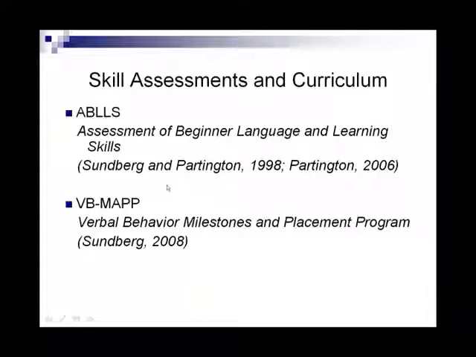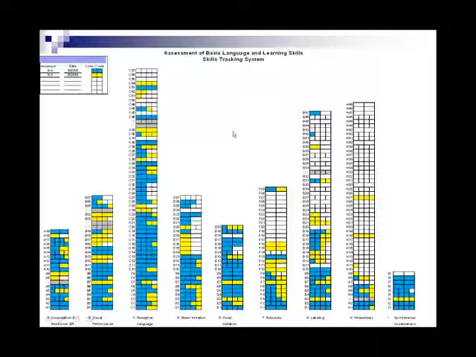The ABLLS was written first by Sundberg and Partington, and then it was recently revised in 2006. The Verbal Behavior Milestones Assessment and Placement Program, which we're going to go through after the ABLLS, was written by the same author of the ABLLS later in 2008. So this is the ABLLS. That's the way it's pronounced, ABLLS. And it's a great skill tracking system.